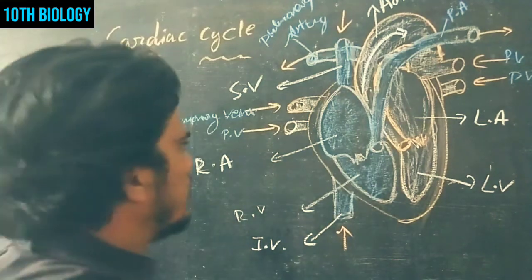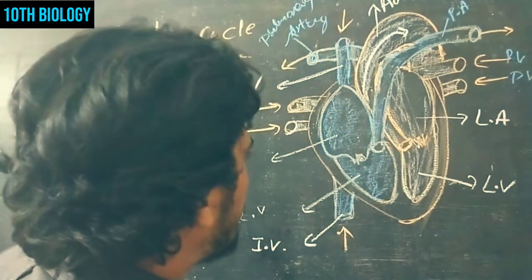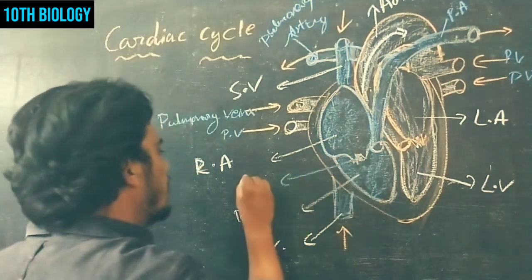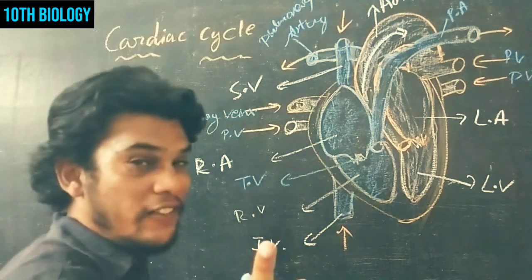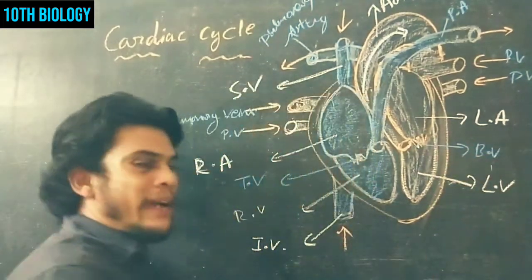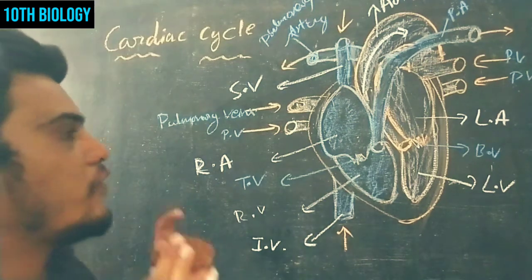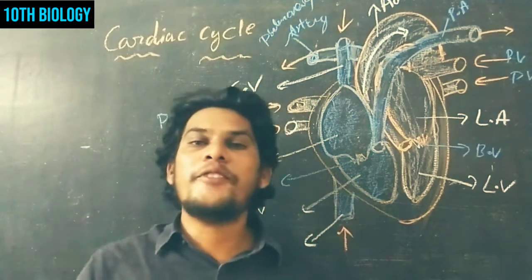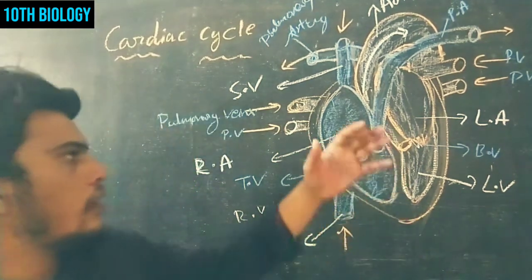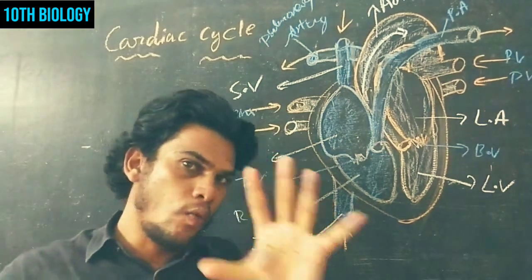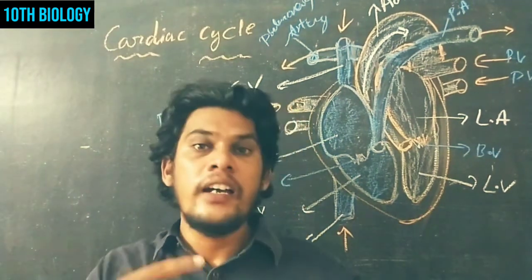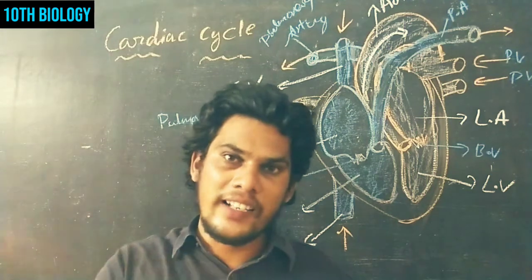Are there any other parts? Yes. All parts are completed. Yeah, I forgot one more thing. Look here, valves. So it is the tricuspid valve, TV, not your television, it's TV, tricuspid valve, and this is BV, bicuspid valve. Clear? So the labeling of the heart is finished. Let's start the cardiac cycle. What is cardiac cycle? As I said before, one contraction and one relaxation of auricles and ventricles is called one cardiac cycle. Repetition of this is called the cardiac cycle.